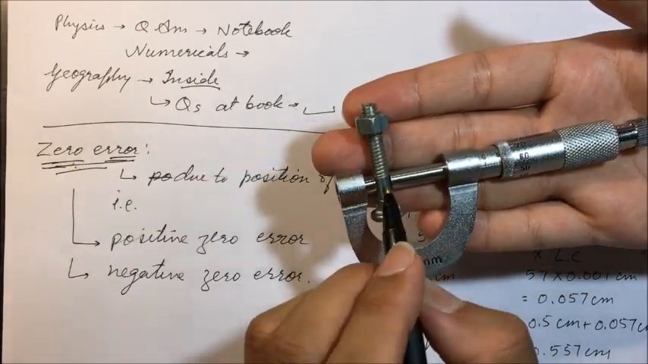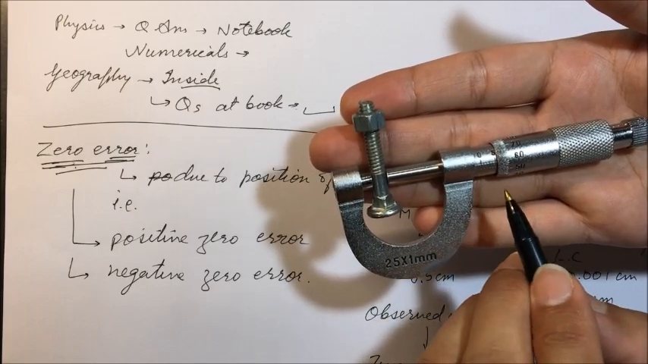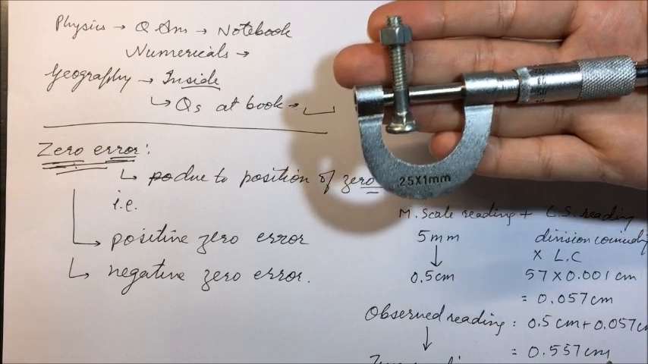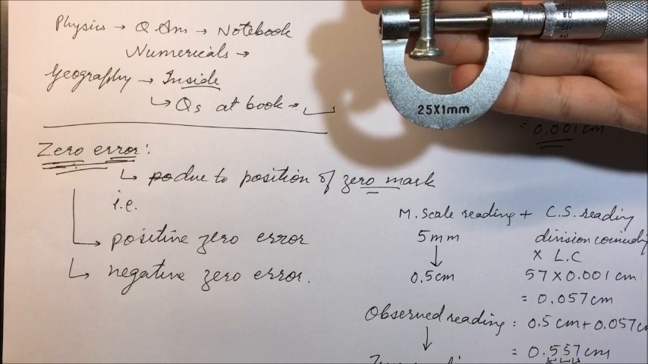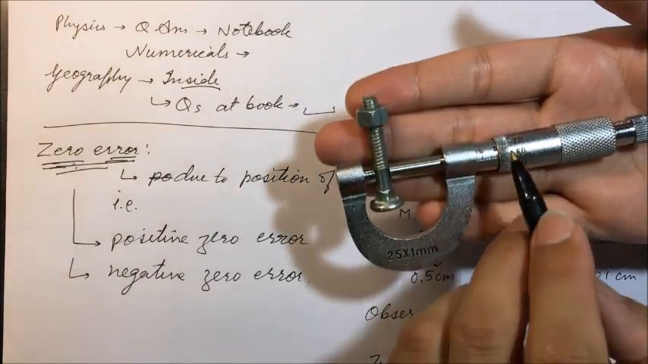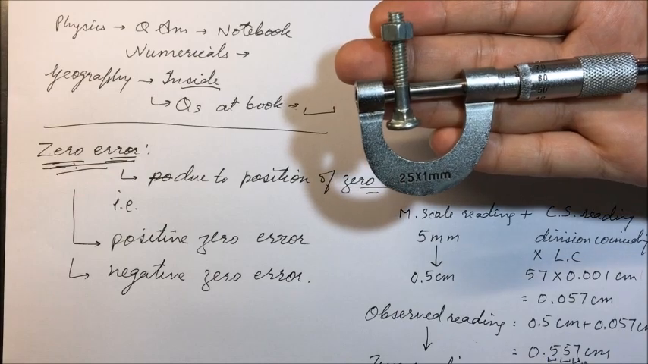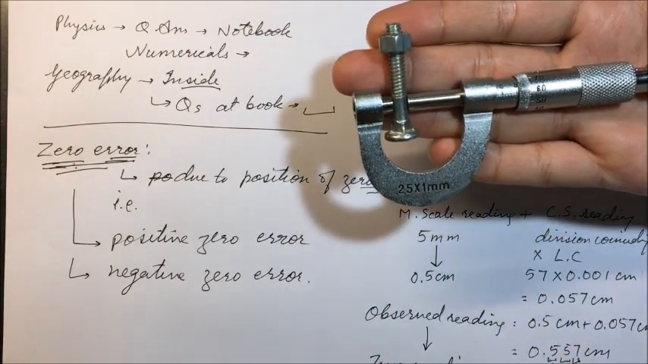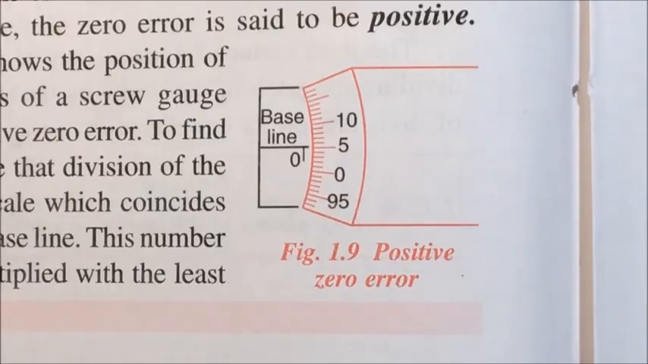This is the true measurement of the diameter of the screw, since there is no zero error in this instrument. Therefore, the true reading is 0.557 centimeter. And we got 3 digits after the decimal, so accuracy of 3 digits after the decimal using this screw gauge. In vernier calipers, we got 2 digits after the decimal in centimeters. Here we have 3 digits of accuracy after the decimal in centimeters.